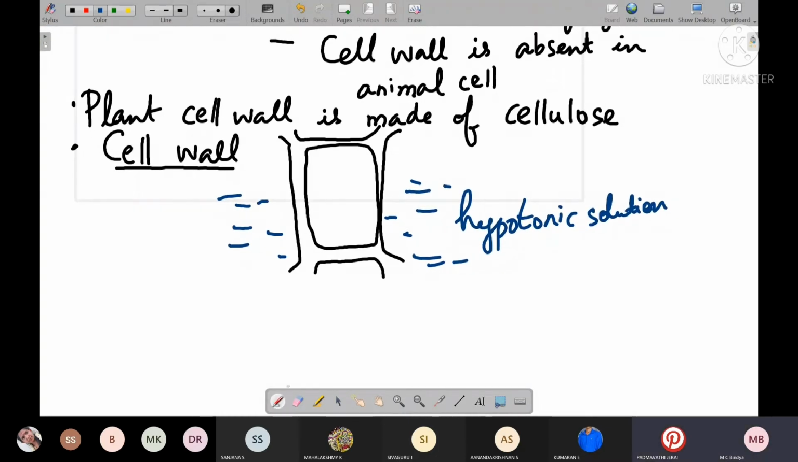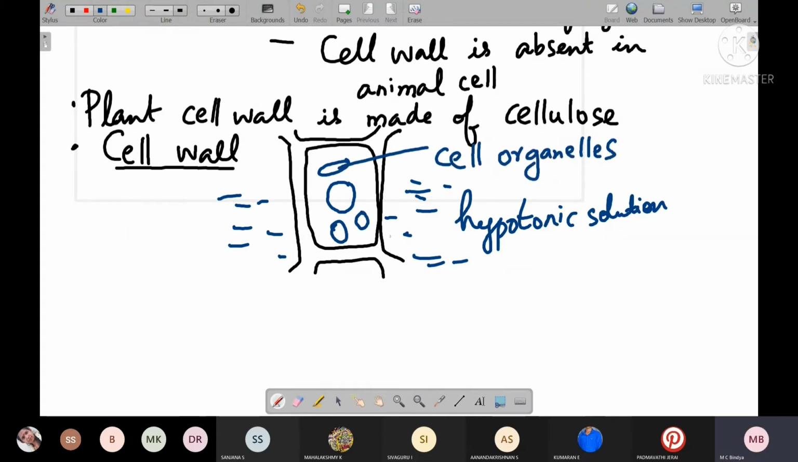Ma'am, nucleus will bulge, ma'am, bigger in size. Actually, hypotonic solution, yes. And cell wall, ma'am. Yes, good. And cell wall pushes back, ma'am. Yes, correct. So you know that there are so many cell organelles present inside the cell, nucleus and mitochondria, like that. So many structures are there inside. They are together called as cell organelles. So inside the cell, there are cell organelles, and the liquid part of the cell is called cytoplasm. All these are surrounded by membrane. That membrane is called cell membrane. So inside the cell membrane, you can find nucleus and other cell organelles.